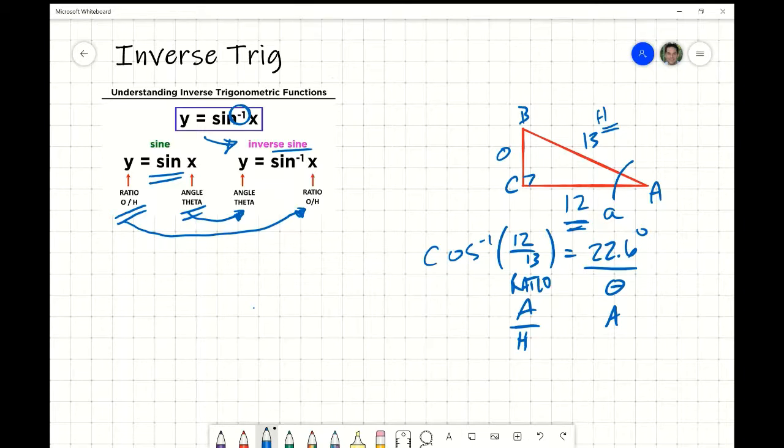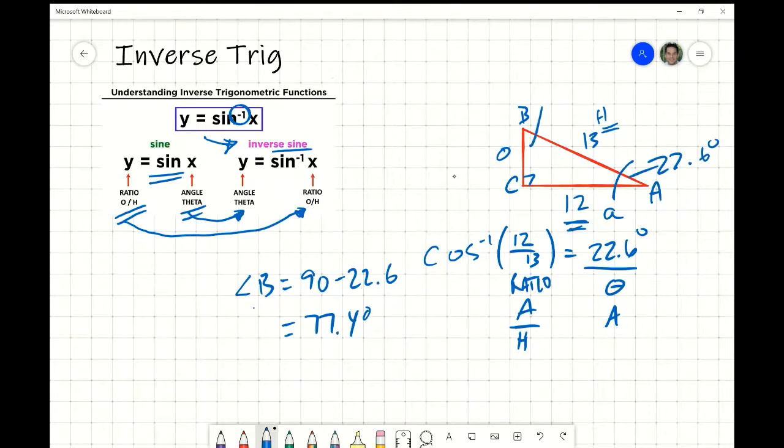Well, how do we find angle B? Well, that's easy. Angle B is simply going to be 90 minus 22.6, which gives us 77.4 degrees, right? So that's 22.6 degrees, and that angle is 77.4 degrees.